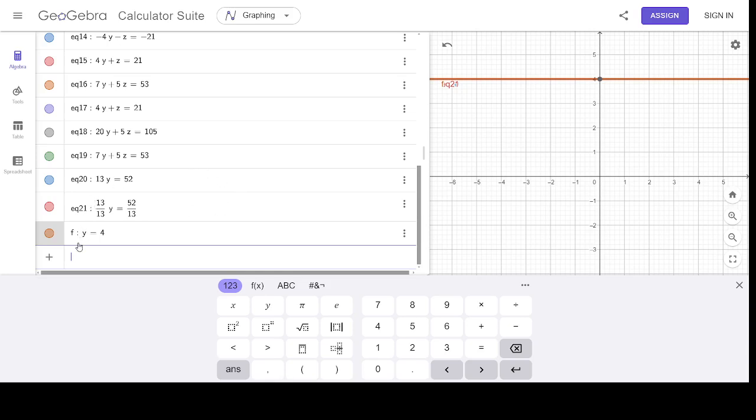So to get the value of z, you can use either of our two equations that we had. Either you can use 7y plus 5z equals 53, or 4y plus z is equal to 21. Again, you can choose any, but for me, I choose to go with the easier one. This 4y plus z is equal to 21.